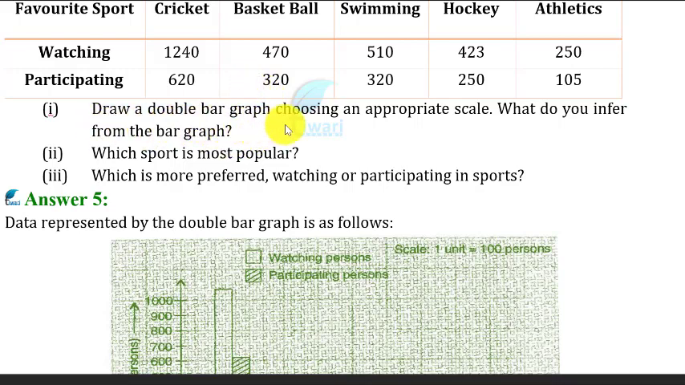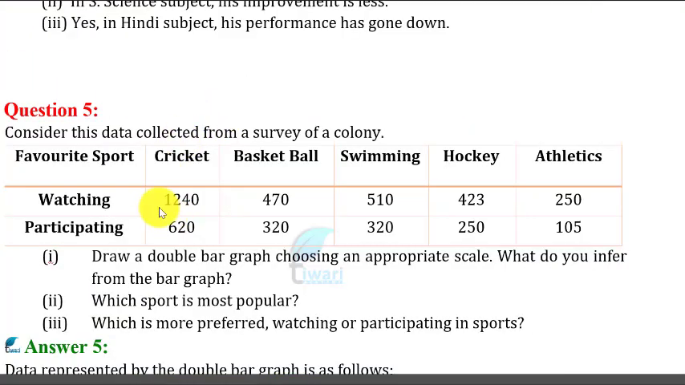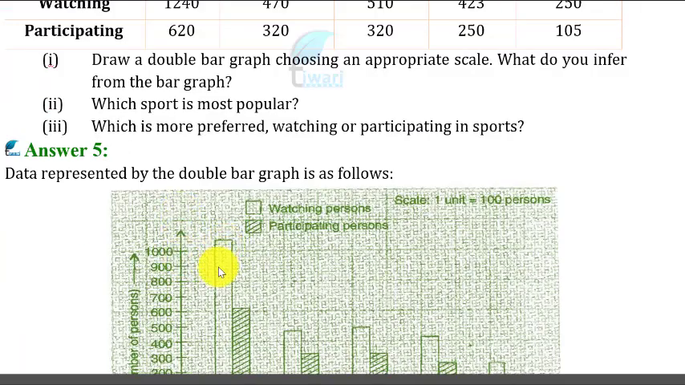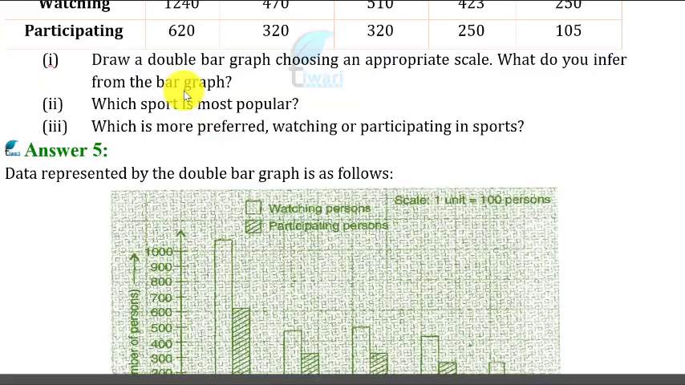So the first question, the bar graph, choosing an appropriate scale. What do you infer from the bar graph? With the help of the given data, here cricket watching is more than 1000, so it will be 1240. We draw here, and after 1000 we have to count 2 and a bit, which is approximately 1240 here, and then participating 620.